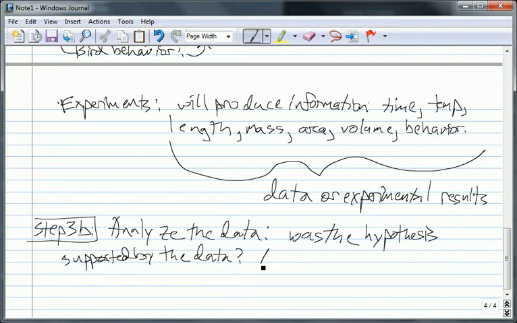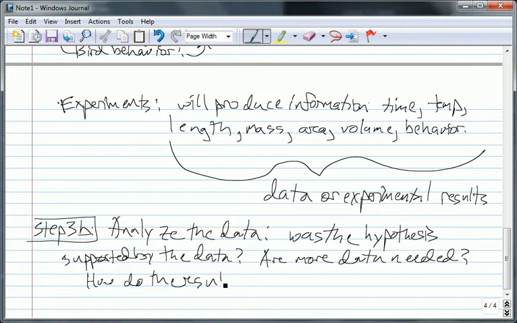We ask questions such as, are more data needed? Or how do the results compare to other studies? Those are all things that we might ask when we're trying to analyze the data and decide whether it's meaningful or not.